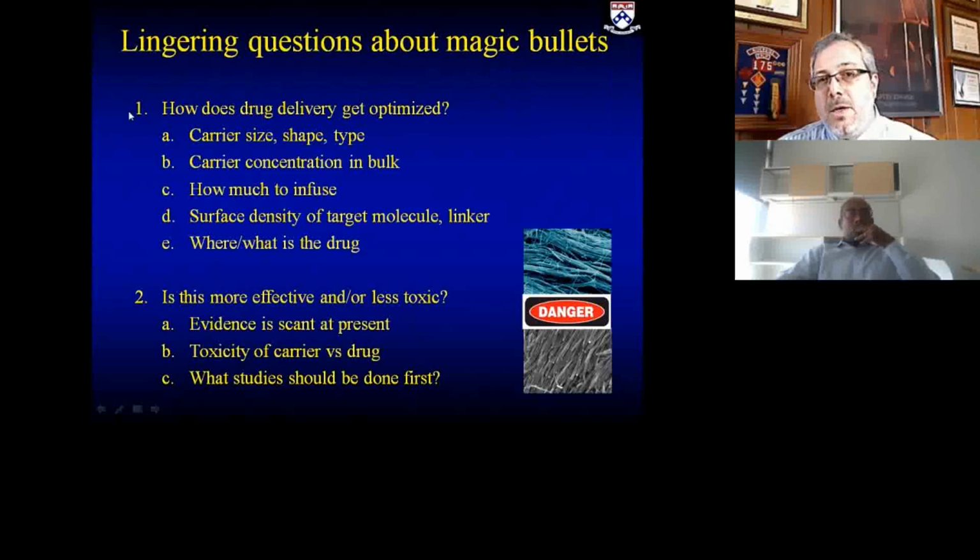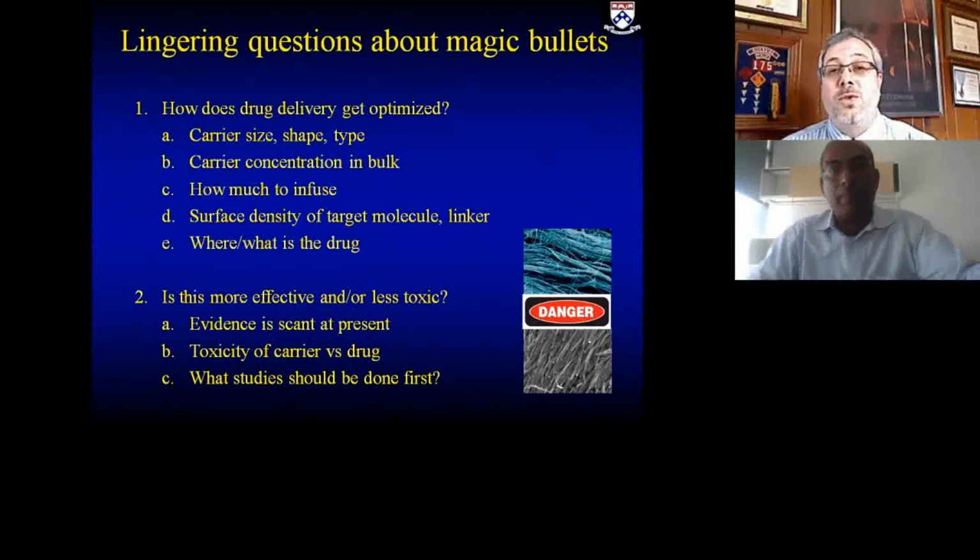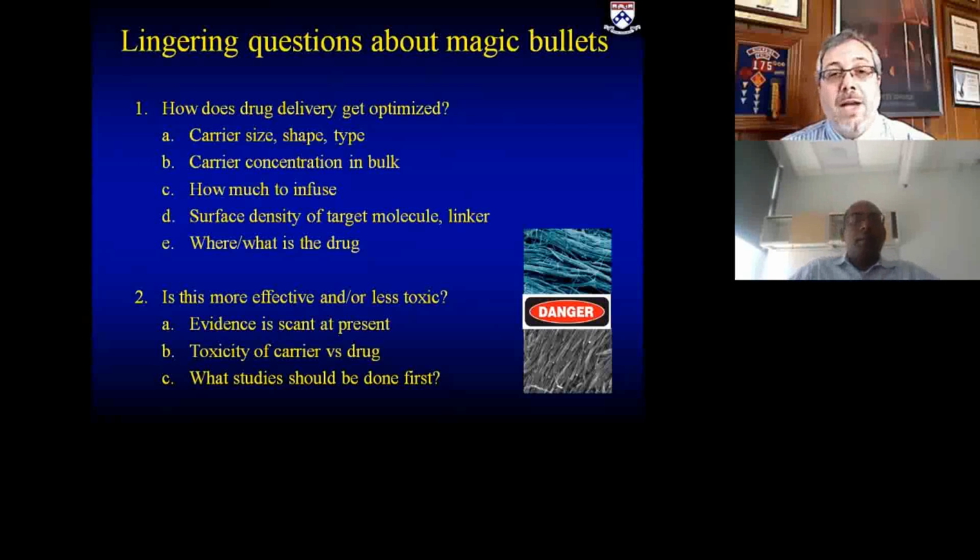So we'd like to know, how can we optimize this? What are the right carrier sizes, shapes, types of drug carriers? How should they be delivered? In what concentration into the bloodstream? How much of this should we give? What kind of surface density of target molecules or linkers should we put on the surface? And what kinds of drugs can or can't we deliver this way?